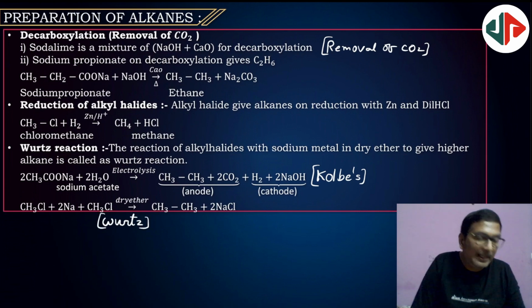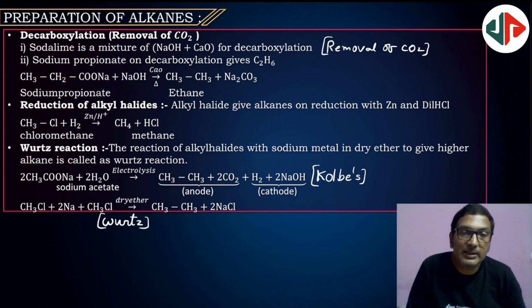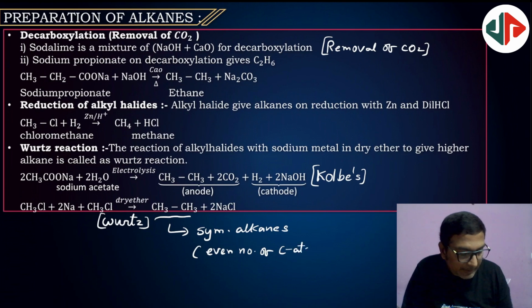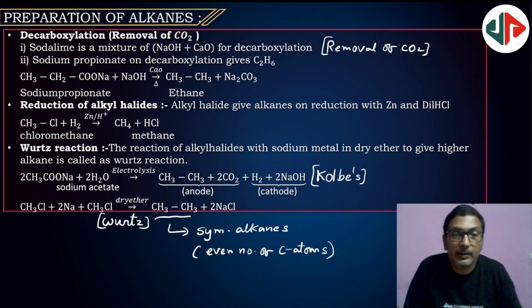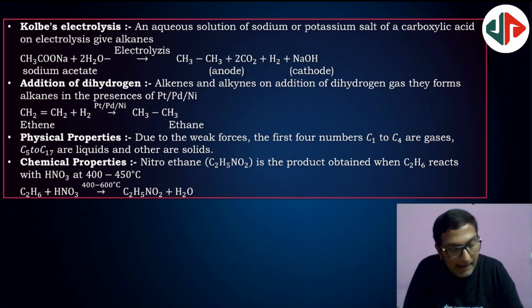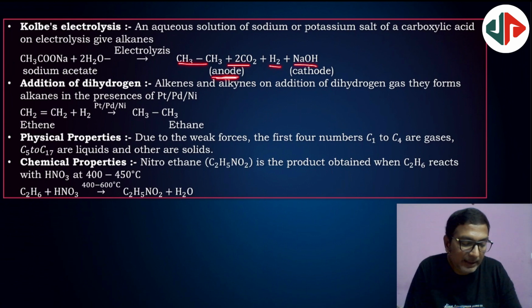So this is Wurtz reaction. 2 moles of alkyl halide with 2 moles of sodium in dry ether forms corresponding alkanes, symmetrical alkanes. That means alkanes containing even number of carbon atoms. Very, very important. Next, this is Kolbe's electrolysis. Hydrocarbon and CO2 liberated at anode, H2 and NaOH at cathode.